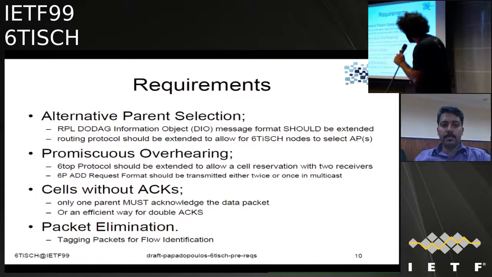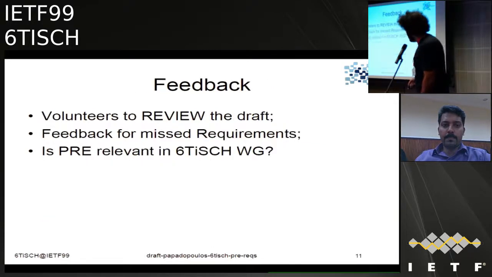Here is a summary of some of the requirements that I wrote in the draft related to the alternative parent selection. So we are going to talk about the RPL DIO message that may add some additional information, the promiscuous overhearing. Again, the reservation for two destinations, like to transmit the packet to two different destinations, how to request this cell, the acknowledgement, the collision, how to avoid the collision at this acknowledgement, because we have two destinations that are going to acknowledge the same transmitter, and then how to perform this packet elimination by employing tagging packet flow identification efficiently.